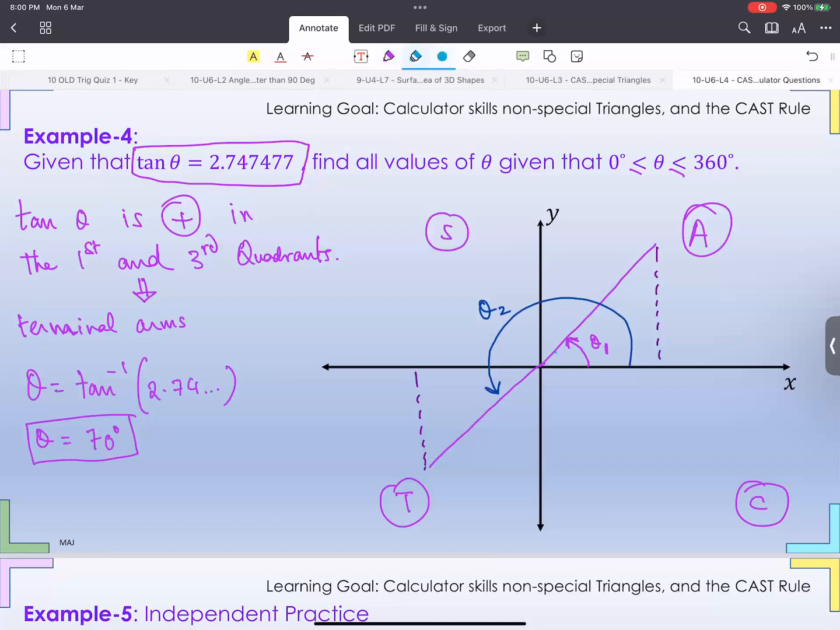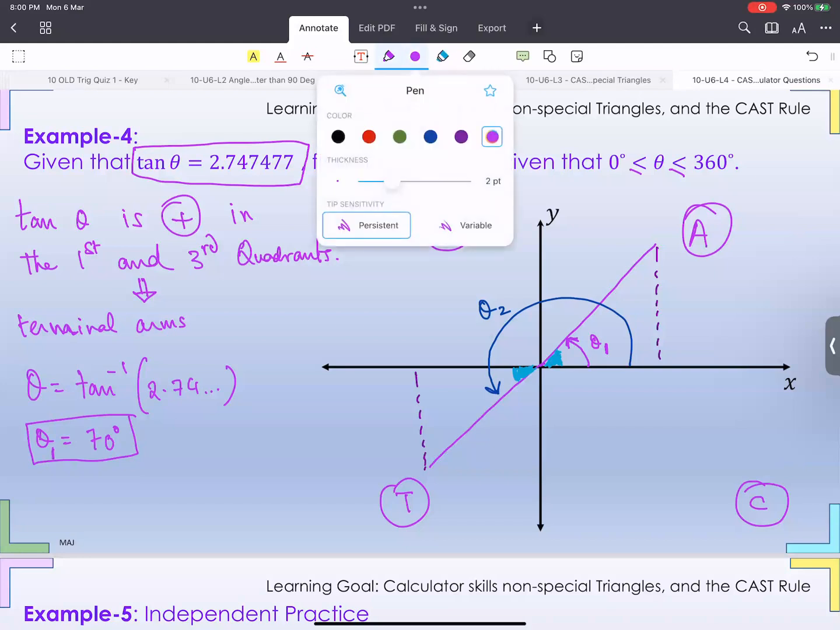If this is 70 degrees, this has also got to be 70 degrees. And why is that? Why should both angles be 70 degrees? It should be the same because they're giving me the same ratio for tan. Opposite over adjacent is the same in both triangles. That means that tan theta is the same in both triangles, and therefore the acute angle theta or alpha should be the same. So the acute angle is the same in both. So that is my first solution, theta 1.